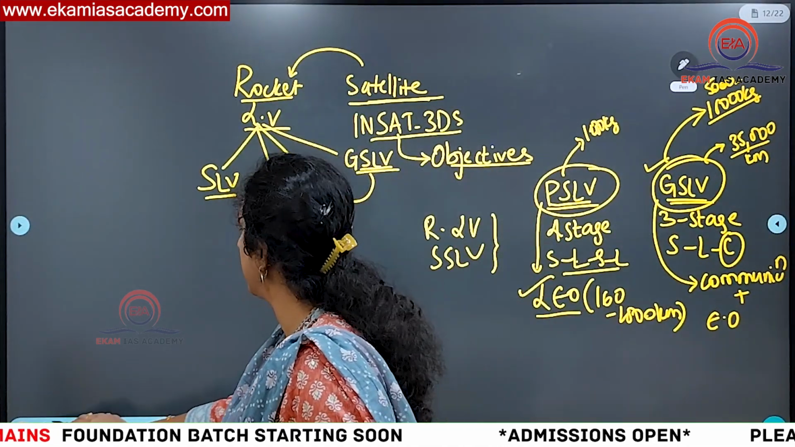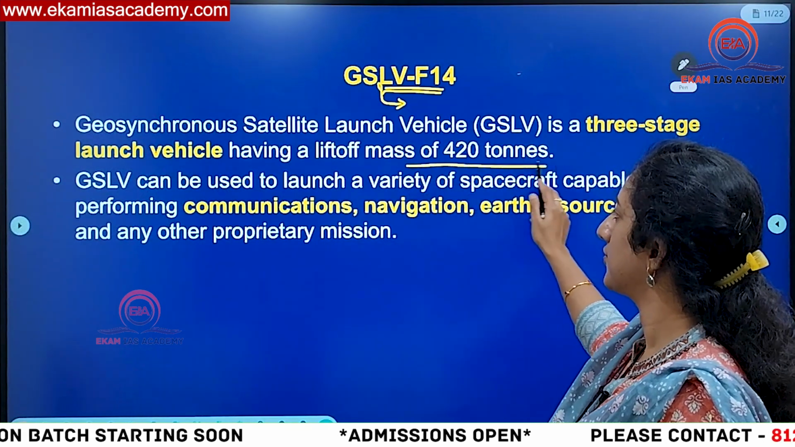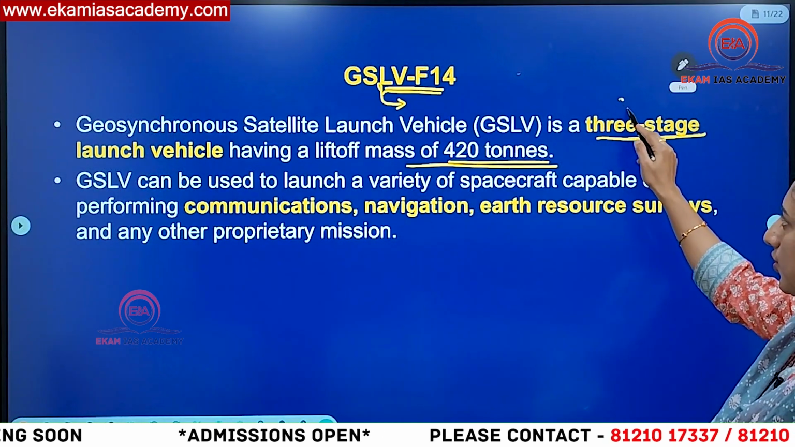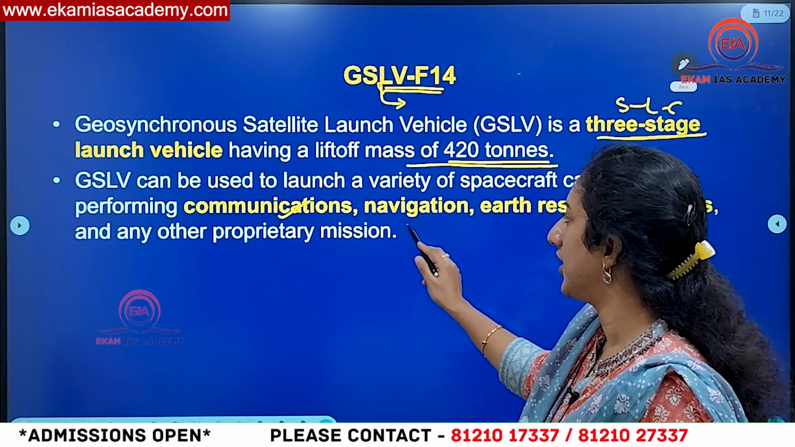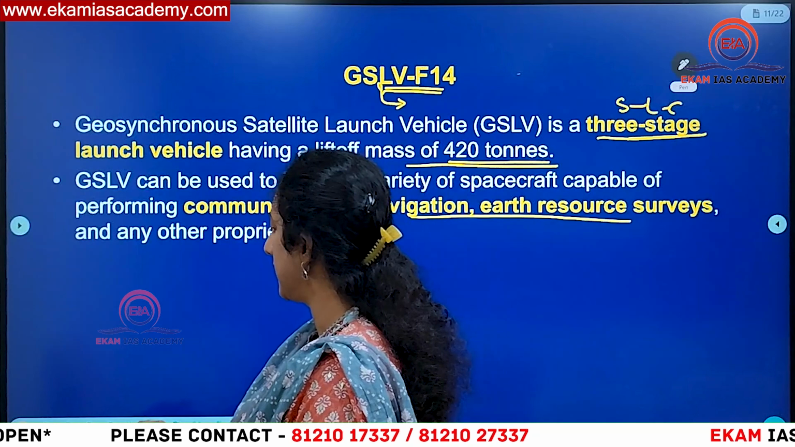So here what we have used is GSLV 14 only. This is a launch vehicle and it is going to lift a mass of 420 tons. This is a 3-stage launch vehicle, as I told you: solid, liquid and cryogenic. Then it is going to serve the purpose of communication, navigation, and Earth resources survey. So this is the main objective of this GSLV.